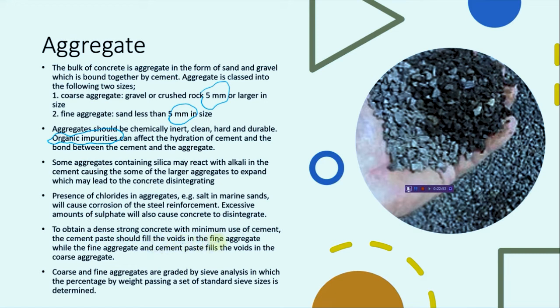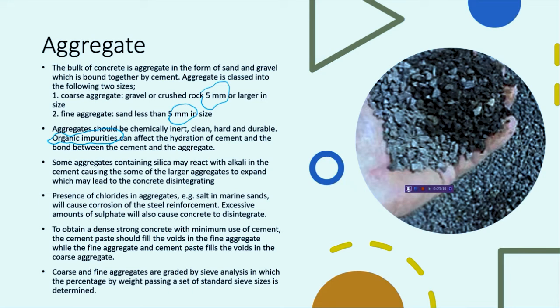Okay, so to obtain dense, strong concrete with minimum use of cement, the cement paste should fill the voids in fine aggregate, while the fine aggregate and cement paste fill the voids in the coarse aggregate. So that's why kita akan combinekan fine and coarse aggregate so that it will fill the void yang dibuat oleh coarse aggregate tu. This fine aggregate ni akan jadi macam bercampur-campur, bersambung, dan dia akan jadi a very strong material lah.